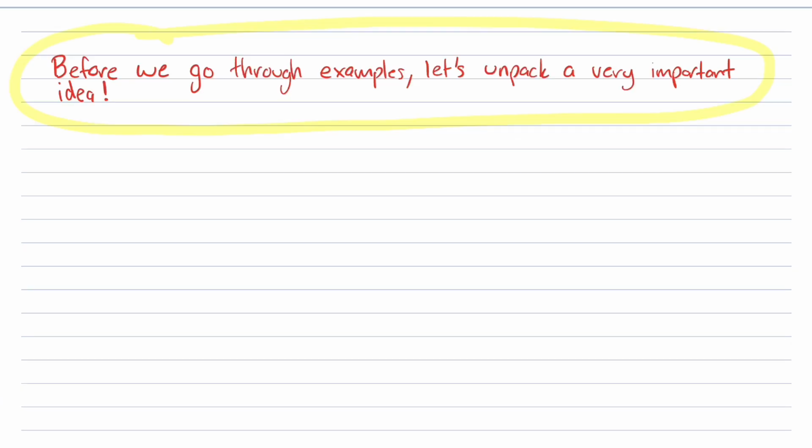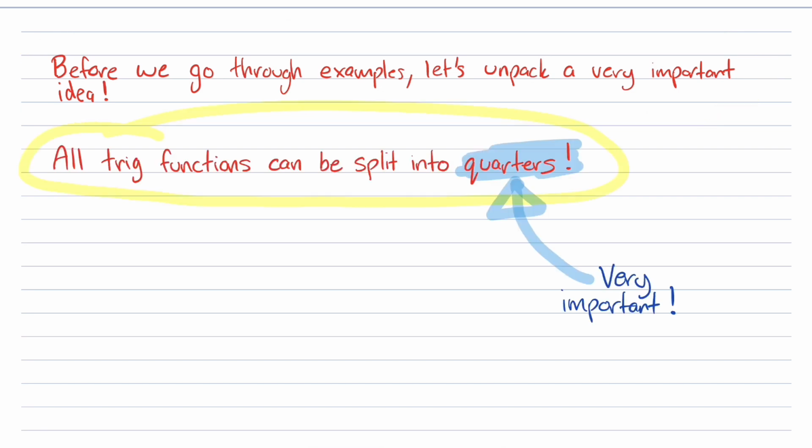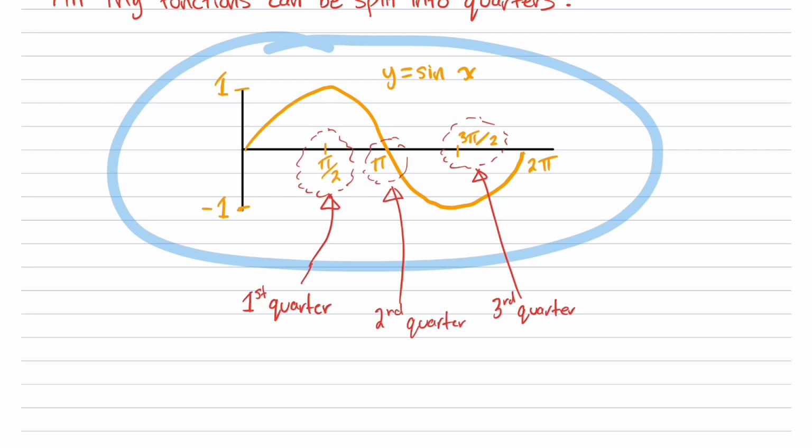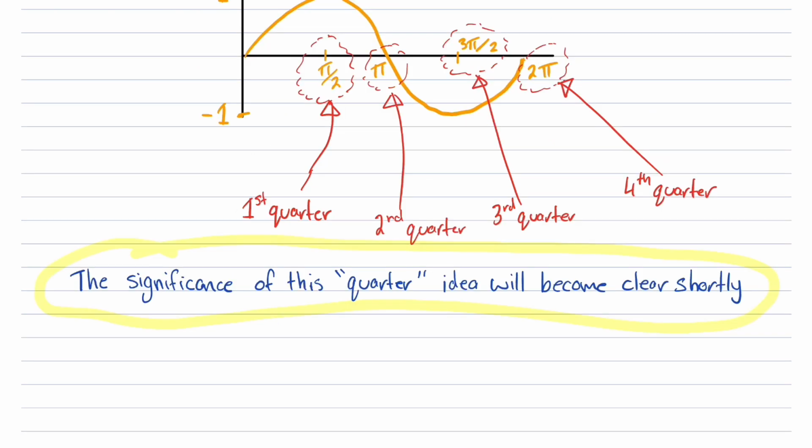Now, just before we go through some examples, let's unpack a very important idea. And this is something that I don't think is emphasized enough when it comes to sketching trig functions. All trig functions can be split into quarters. So what I mean by that is, look at this graph here of y equals sine x. Notice the first quarter is where it peaks, the second quarter it cuts through the x-axis, the third quarter is where it has its lowest point, its minimum point, and then the fourth quarter we're back to normal, and then this graph would continue to repeat itself in a similar pattern forever. So the significance of this quarter idea will become clear shortly.